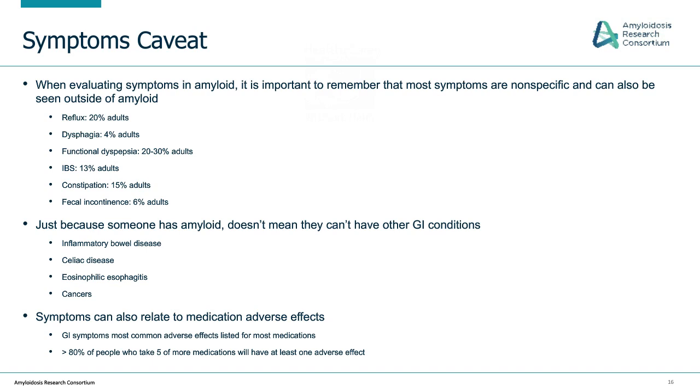Then finally, when we look at some of these symptoms, many of them are commonly reported with medications. And so if you look at the average person who takes 5 or more meds, 4 of those 5 will have at least one symptom that's an adverse effect. And if you look at the adverse effects commonly reported with meds, typically GI tend to be at the top of the list. So it's often hard to separate when symptoms are present.